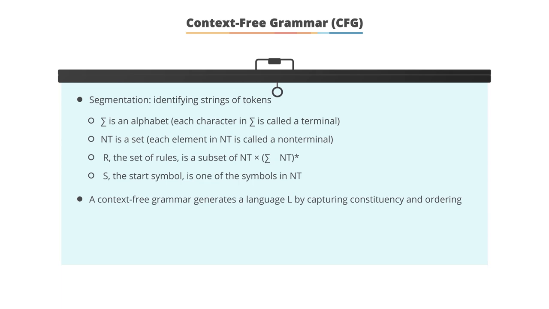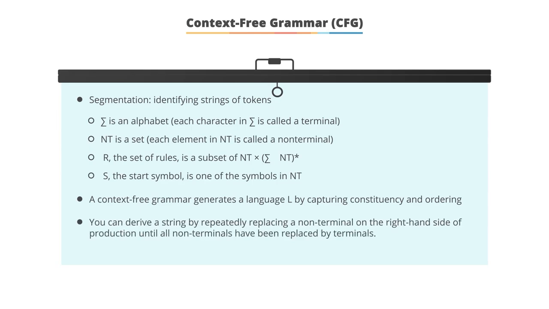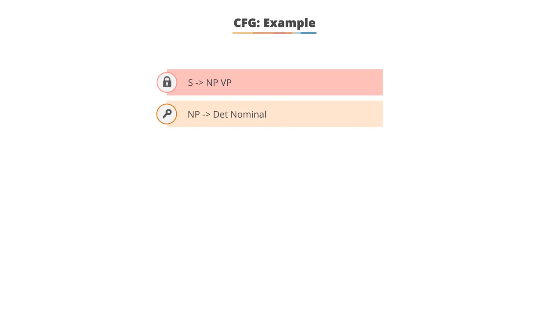In CFG, the start symbol is used to derive the string. You can derive the string by repeatedly replacing a non-terminal on the left-hand side of the production until all non-terminals have been replaced by terminal symbols. Let's understand the representation of context-free grammar through an example. A sentence can be represented as a noun phrase followed by a verb phrase. Noun phrase can be a determiner, nominal. A nominal can be a noun.